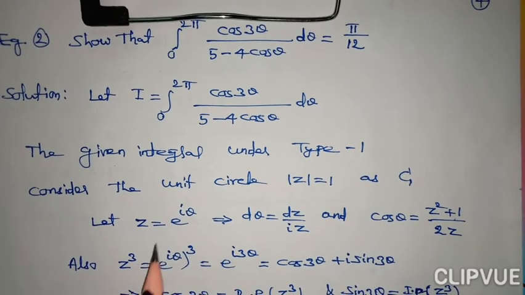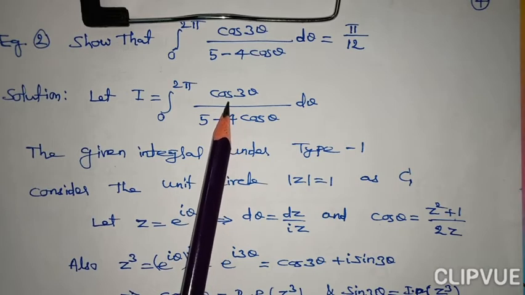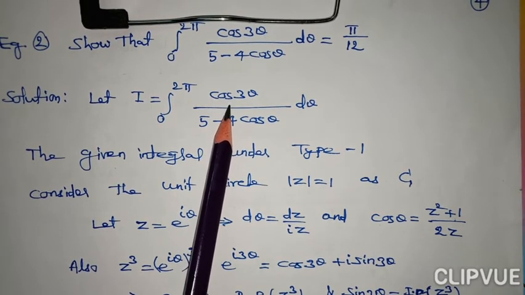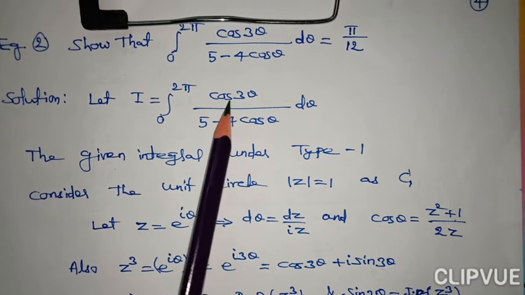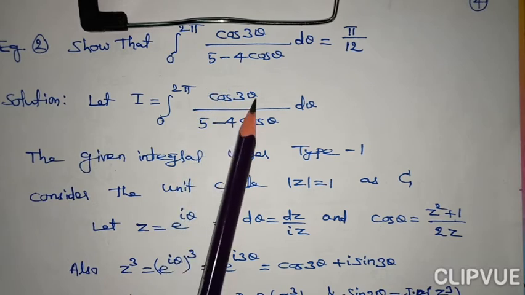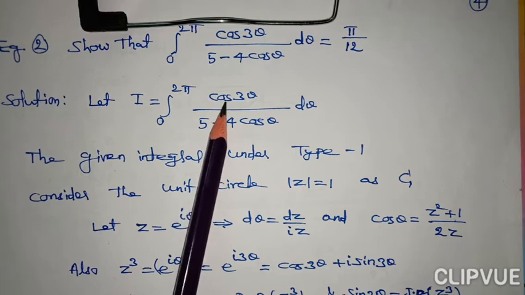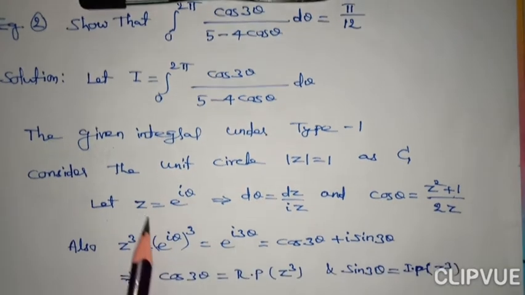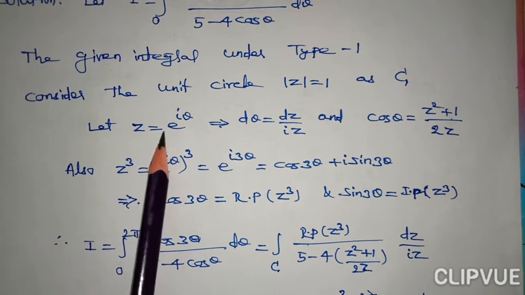The only new step is to look at the question. If you have only sin theta, cos theta and d theta, you can write those values directly. d theta is dz by iz, cos theta is z square plus 1 divided by 2z, and sin theta is z square minus 1 divided by 2iz. But here you have cos 3 theta. If you have a multiple angle, maybe cos 3 theta or sin 3 theta, how to express this in the form of z? Look at this. Our basic assumption is this only. In all problems, our basic assumption won't change.